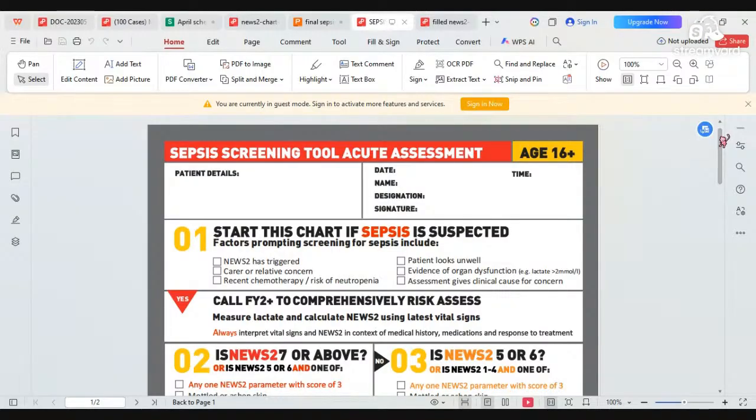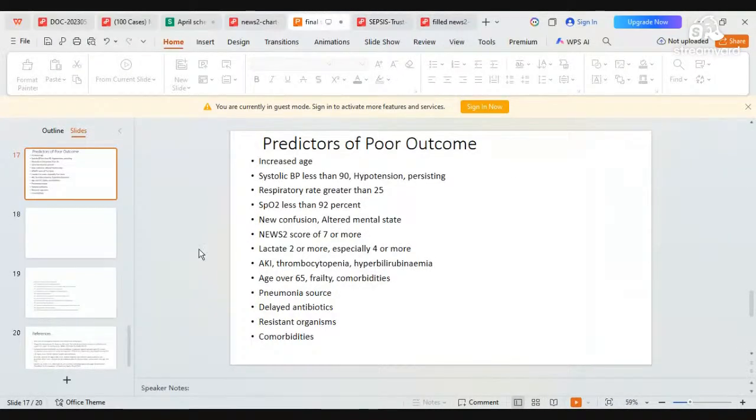Okay, all right, yes. So we have a question. Please, can you go over the NEWS score and how to calculate it? Yes, please. All right. So I will refer to the slide where we have the patient's examination findings.